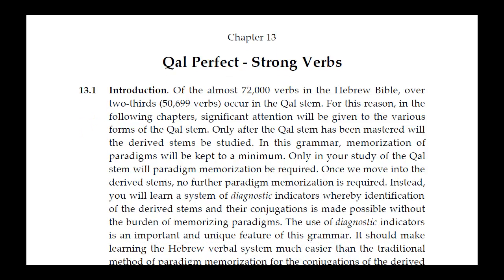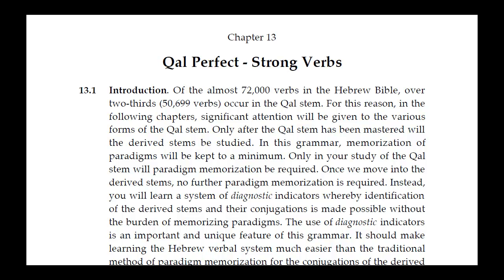Well, welcome to our class in Biblical Hebrew. We're now on chapter 13, where we're going to go more in depth into the Qal perfect, the Qal stem perfect conjugation of strong verbs. In our last lesson on chapter 12, we just did a general overview of the verbs, the different stems, and their conjugations. So we have 7 stems and 8 conjugations that we went into. And today we're going to go into the Qal perfect.